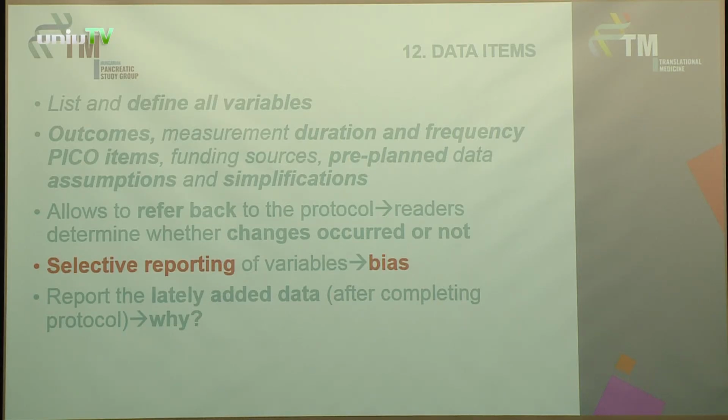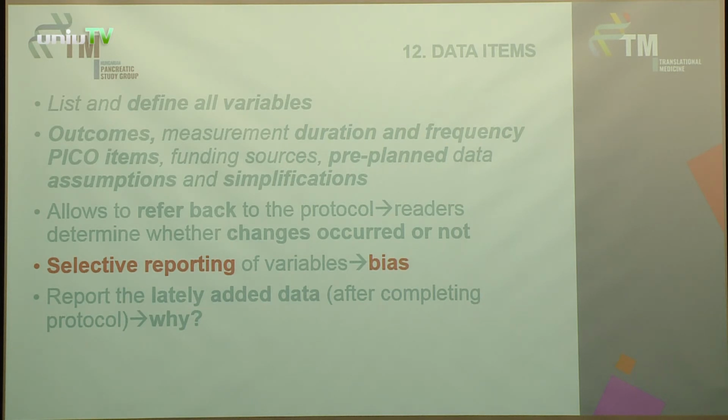It's important that in the protocol we list and define all outcomes that we will search. We have to describe all data we will search. For example, the PICO items, the duration and the frequency of the measures, what the outcomes are, and what the definitions of these outcomes are. We have to mention every simplification or assumption we will make later. Why is it important?